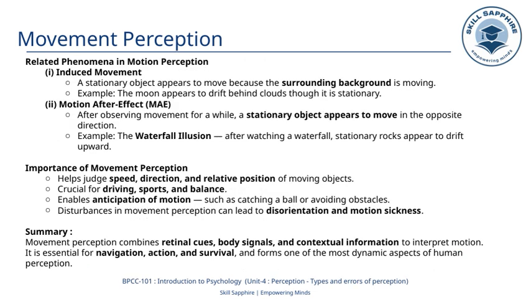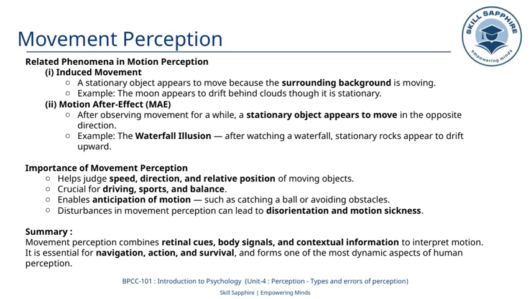Let's now explore some related phenomena in motion perception. First, we have induced movement. This occurs when a stationary object seems to move because the background around it is moving. For example, you might have seen the moon appear to drift behind clouds, even though it's actually stationary. This highlights how our perception can be influenced by surrounding motion.